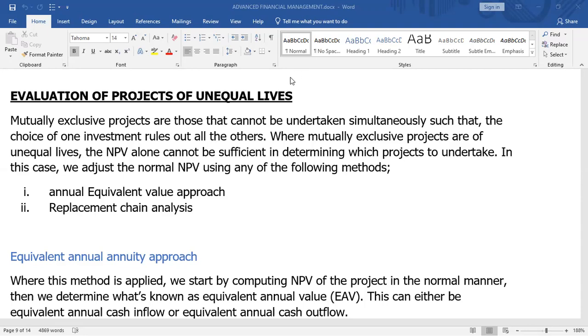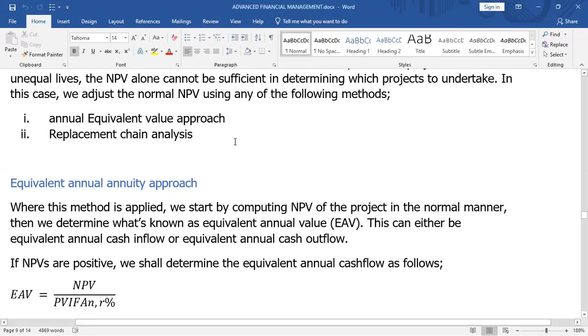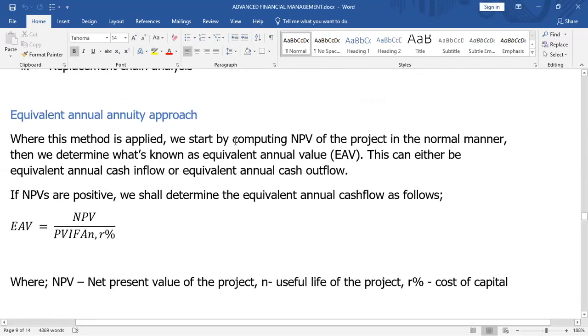replacement chain analysis. Now, when you look at the equivalent annuity approach, we are saying that where this method is applied, we start by computing the NPV of the project in the normal manner. Then we determine what's known as the equivalent annual value. This can either be equivalent annual cash inflow or equivalent annual cash outflows. And if NPVs are positive, we shall determine the equivalent annual cash flows as follows.